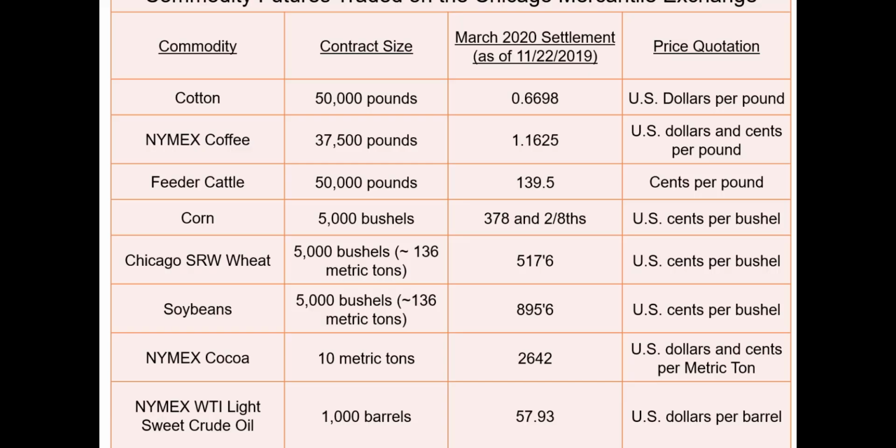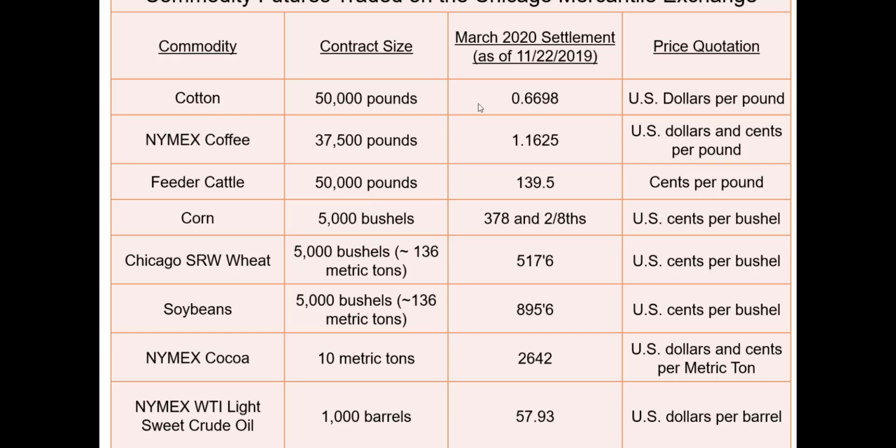Now, here's a breakdown of some of the most well-known commodities traded on the CME, and I also wanted to give you some of their characteristics. So let's start off with cotton. When it's traded on the CME, or Chicago Mercantile Exchange, it's traded in a set amount. Each contract is for 50,000 pounds worth of cotton, and I have over here the current price per pound of cotton. So this 0.6698 represents dollars per pound of cotton.